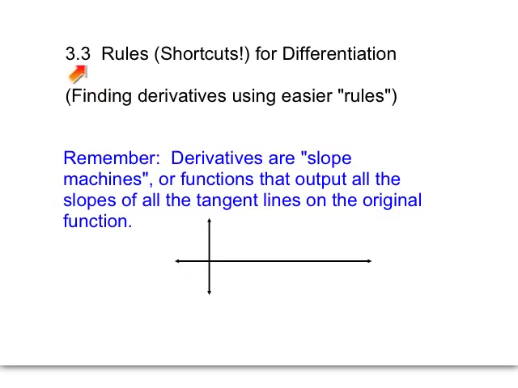Welcome to section 3.3 where, wait for it, we're going to learn some shortcuts for derivatives. So derivatives are slopes of slope machines that tell you the slopes of all the tangent lines on a given function. So we're going to find a few shortcuts so we don't have to do that whole limit as h goes to 0 or limit as x goes to a.